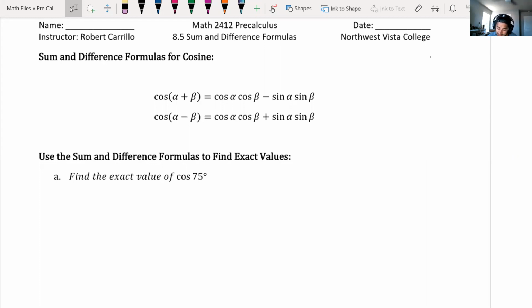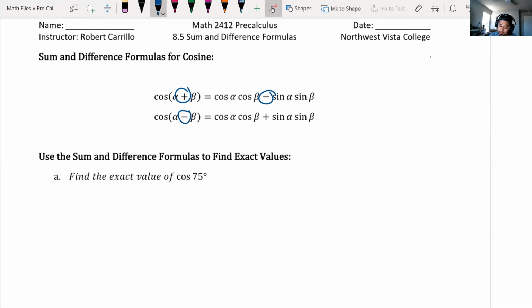All right. So the first formula is cosine alpha plus beta can be expanded into cosine alpha times cosine beta minus sine alpha times sine beta. And then the difference formula for cosine is cosine alpha minus beta can be expanded into cosine alpha, cosine beta plus sine alpha, sine beta. So both formulas are very similar, except opposite operations, right? You see that plus, minus, minus, and that plus.